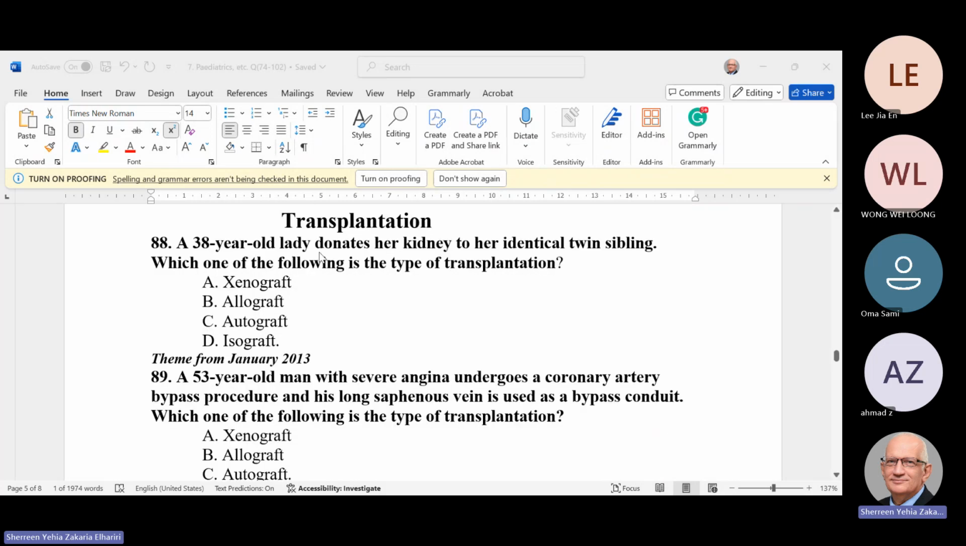Transplantation. A 38-year-old lady donated her kidney to her identical twin sibling. What is the type of transplantation? So the identical twin gives the kidney, so they are like each other. What do we call this type of grafting? Xenograft means taken from an animal, allo from another person, auto from the same person, iso from an identical twin, so it is an isograft.